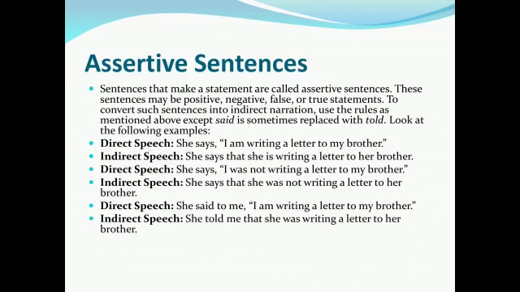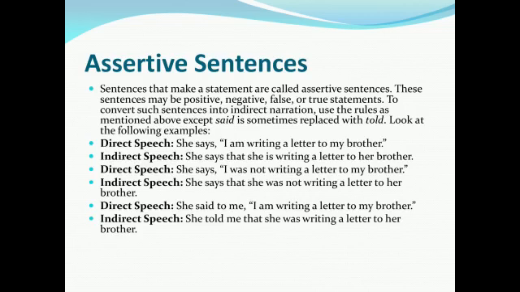I was not writing will become she was not writing. Here, only the pronouns will be changing. Tense will remain the same. I will become she, and writing a letter to her brother. My brother will become her brother. So, the pronoun will change, nothing else. The tense will remain the same.